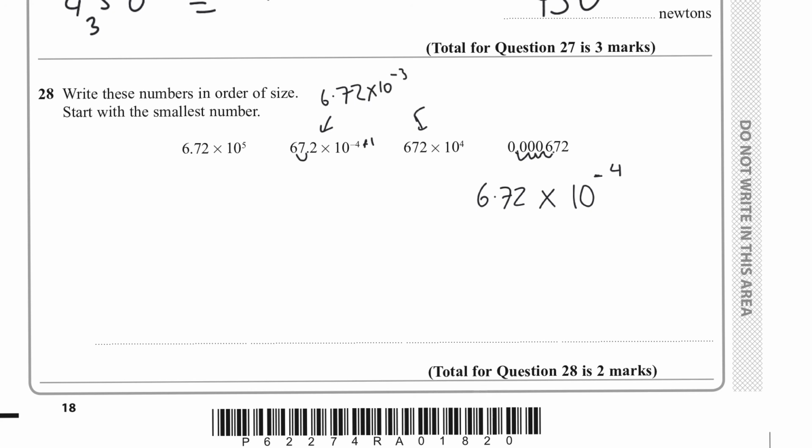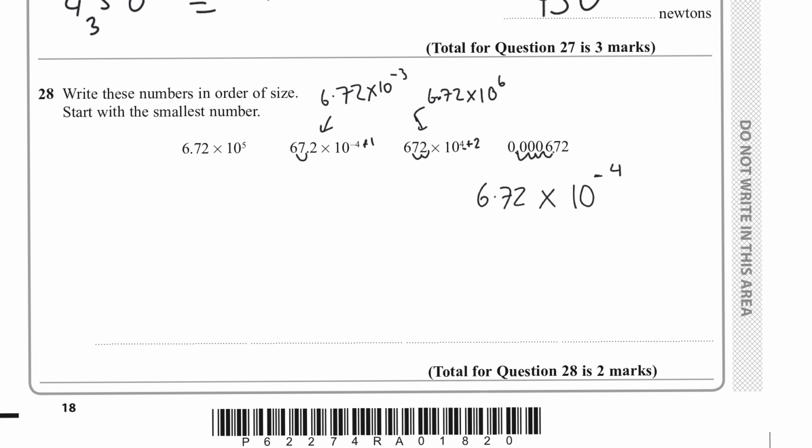This one we changed to, so we're moving back two spaces. So again, this is a big number. So if we're moving back more, then you're going to need a bigger number to the power. So it will be add 2. So there'll be 6.72 times 10 to the power of 6.